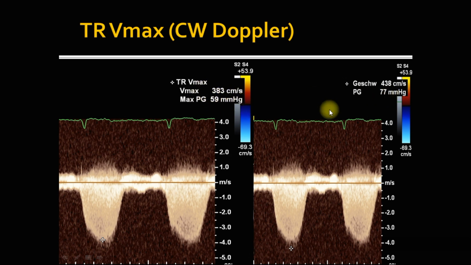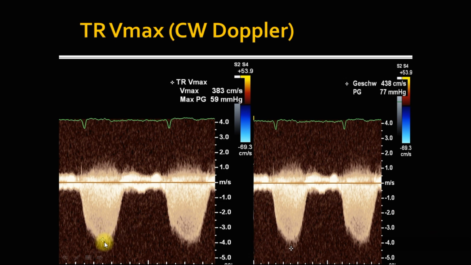Look at the difference. As we have already said, we square this number, or multiply it by itself, then we multiply it by 4. That means when we make a small error, we multiply this error, and at the end we get a big difference, about 20 millimeters of mercury, if we do it the wrong way.